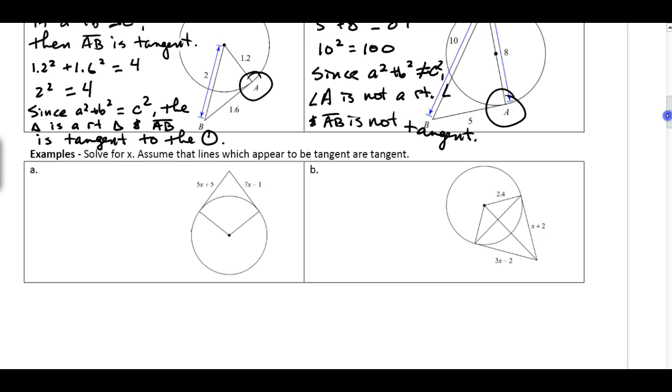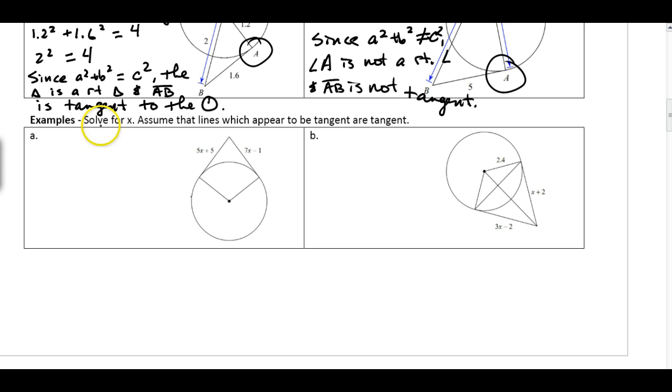Moving on to the next example, so let's use our other conjecture, our tangent segments conjecture. So solve for x, assume that lines which appear to be tangent are tangent. Alright, so this line appears to be tangent, and this is my point of tangency, so this is going to be a right angle. And this is a point of tangency, so this is going to be a right angle. And I have two tangent segments here, one over there and one over there, so I know that those are going to be congruent because they're tangent segments from the same point outside the circle.